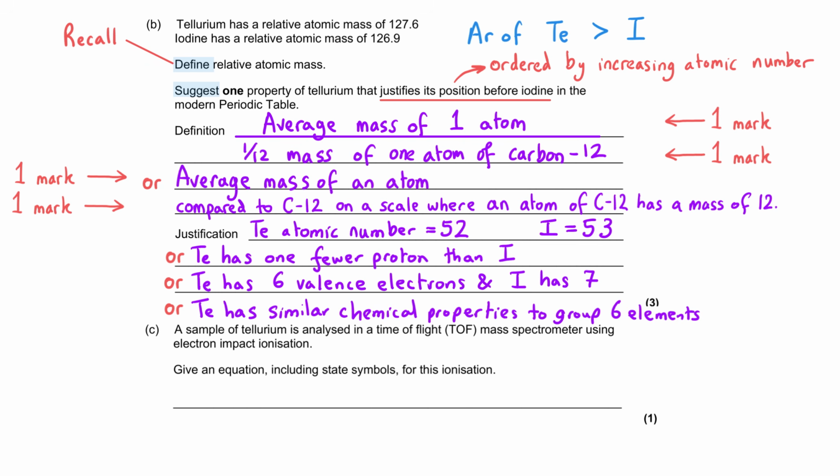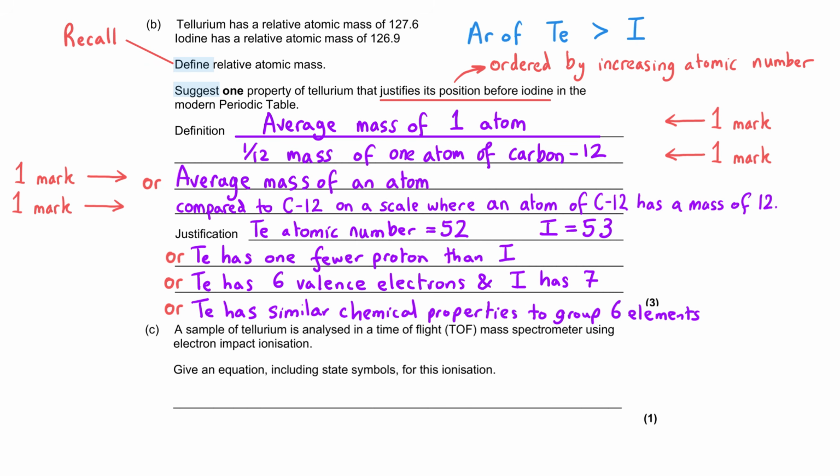And tellurium, because it has 6 valence electrons, will have similar chemical properties to the other group 6 elements that also have 6 valence electrons. And iodine, by contrast, has got 7 valence electrons, so it would have similar chemical properties to the group 7 elements, which also have 7 valence electrons. Any of these 4 options would get us our mark for this question, which brings us to 3 marks for the question overall.